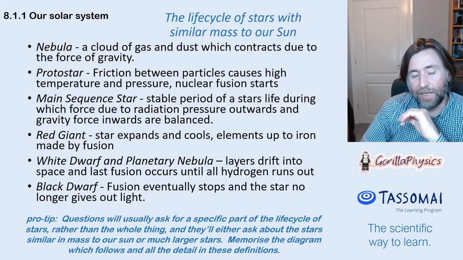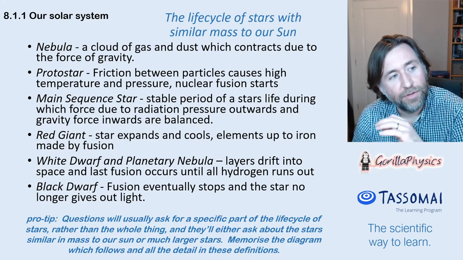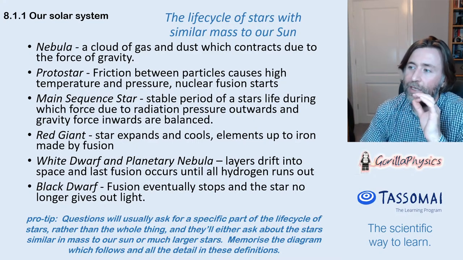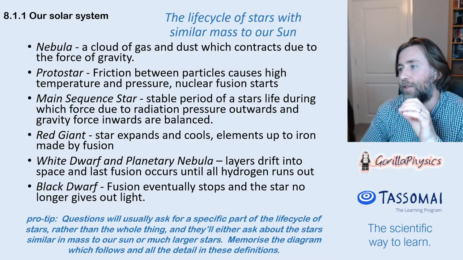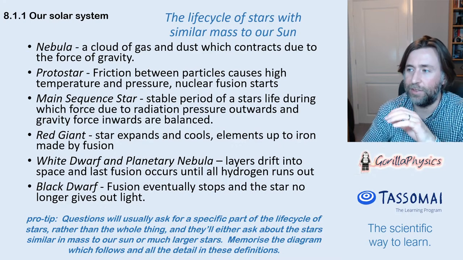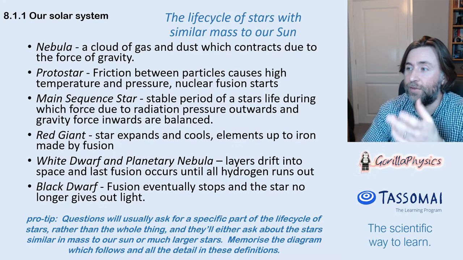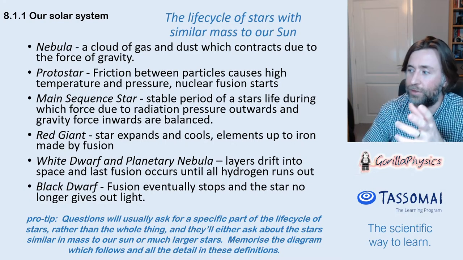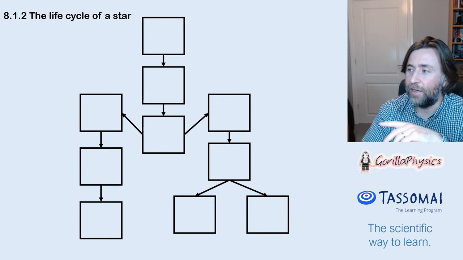And what you need to be careful about when you're doing the questions is that they're normally going to ask not for the whole sequence, they're going to normally ask about a specific size of star, and they're going to ask for a specific part of the sequence. They also may just ask you for the names of the stages, or they might ask you for the details of how one stage gets to another. So you need to read really carefully and think about it.